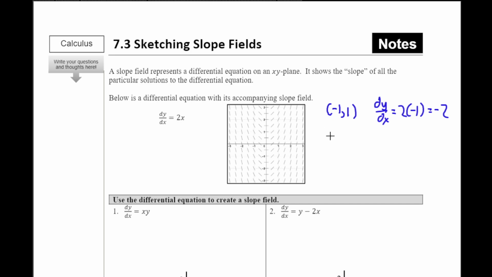If we picked another point here, let's just say 1 comma 1, you plug it into your differential equation, dy/dx is equal to 2 times the x-coordinate, 1, equals 2. So you see at 1 comma 1, this point right here, we have a slope of 2. And if you notice, whenever x is 0, you see these are all horizontal hash marks.